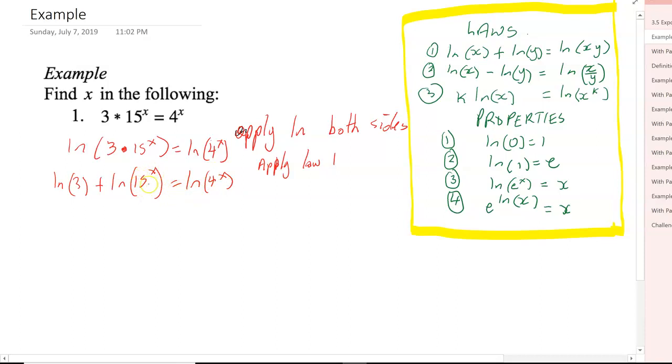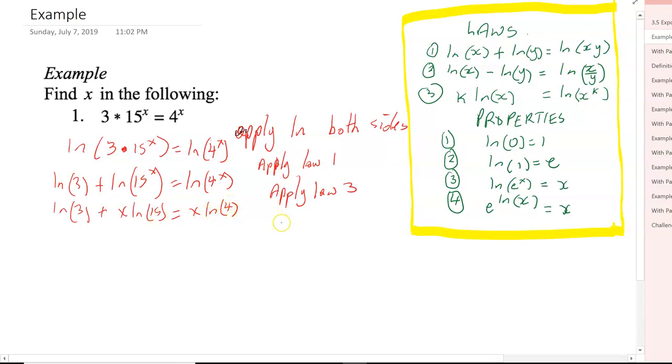Now we want to get the x's to one side. You might want to apply another law first. You could do this first or later on, or in the step following. But let's apply law 3 first. So we apply law 3, this becomes ln of 3 plus x ln of 15 equals x ln of 4.